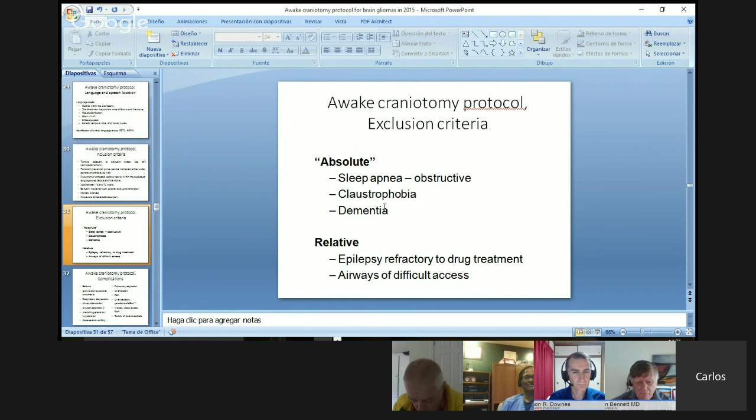The absolute exclusion criteria are sleep apnea, in this case obstructive sleep apnea, patients with claustrophobia, and patients with dementia. Some relative exclusion criteria are epilepsy refractory to drug treatment, or patients with airways of difficult access.